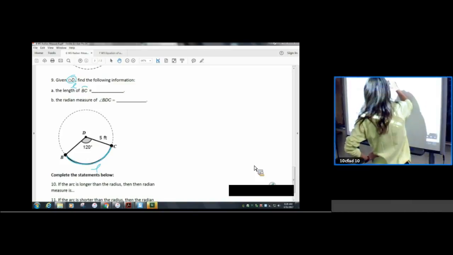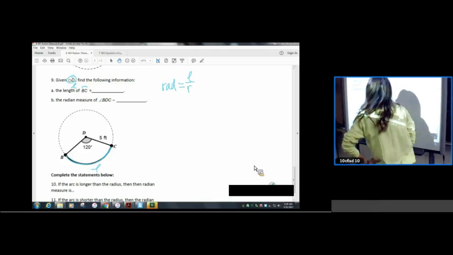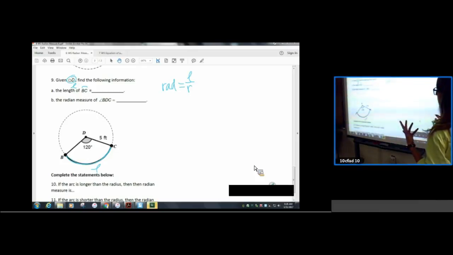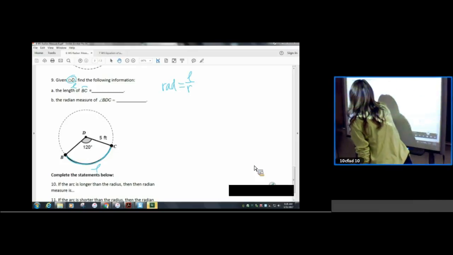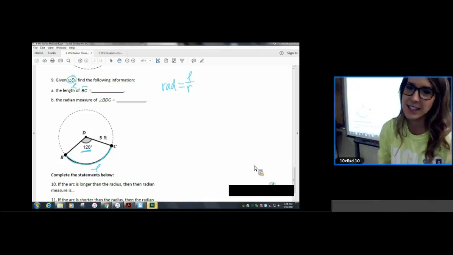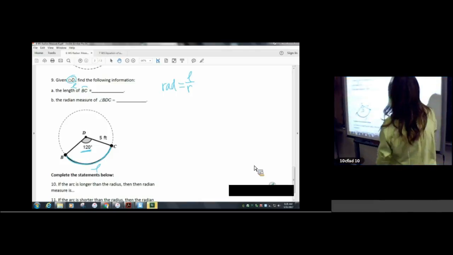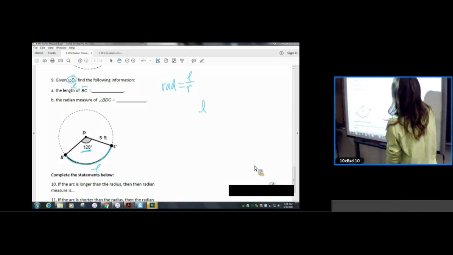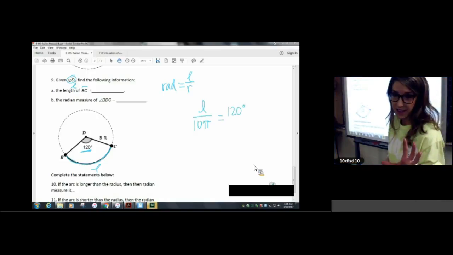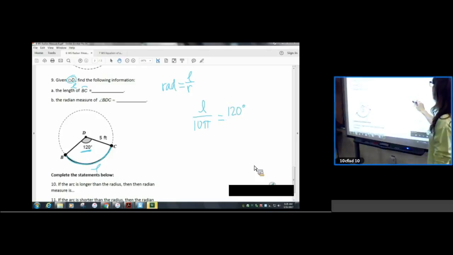We know that the radian measure is L over R, but we don't know the radian measure yet, so we can't get there. We were not given the angle in radians. We were given the angle in degrees. It is 1/3 of the circle. So instead, we're going to use L over C equals M in degrees, over 360.